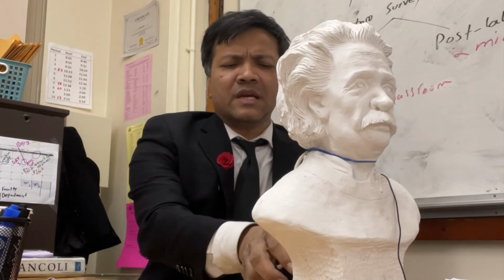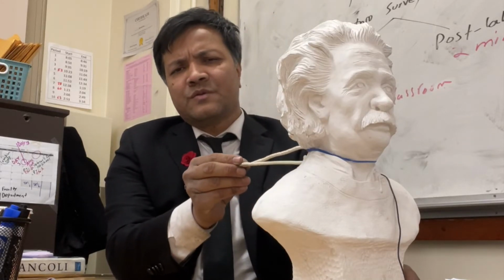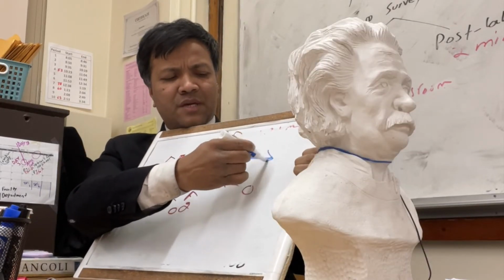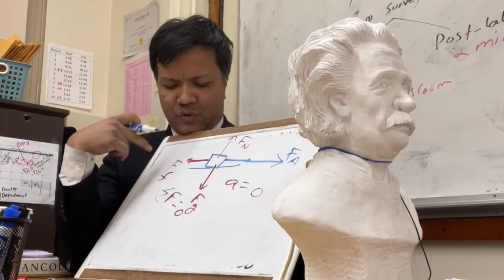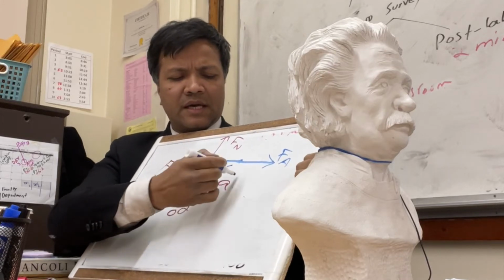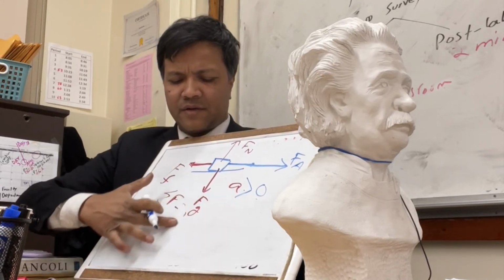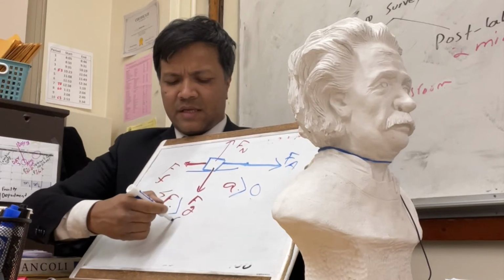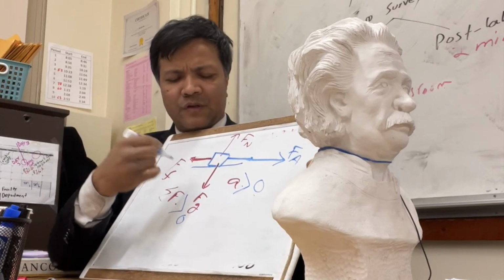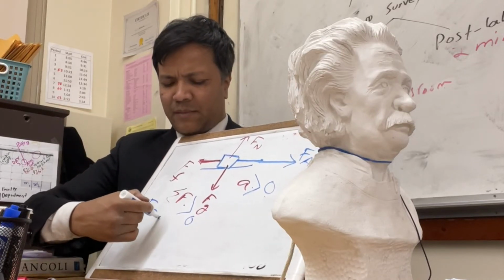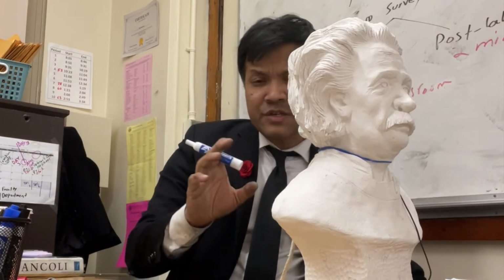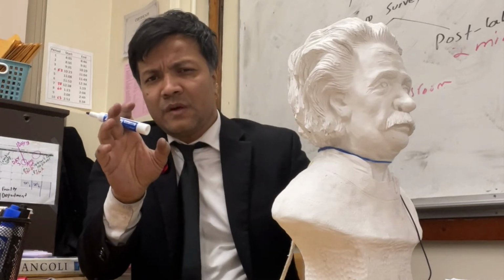Okay, to see Newton's second law, I'm going to start moving Professor Einstein. The applied force is much bigger than, of course, the force of friction. Therefore, there is an acceleration because there is a net force. So this is Newton's second law, which is F equals ma.